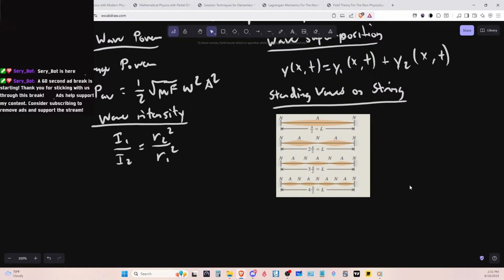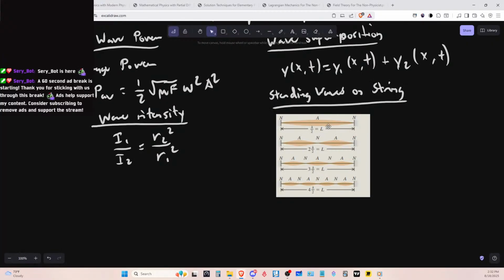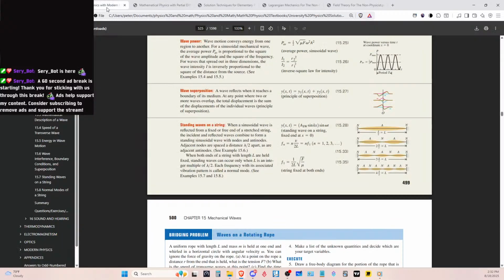So basically, the more the wave propagates, the more you have to add, or the more that you have to multiply. So let's see with nodes and antinodes. Okay, so the A's represent antinodes and the other waves represent nodes. So the nodes are basically where it settles down here. Alright. What else do we have?